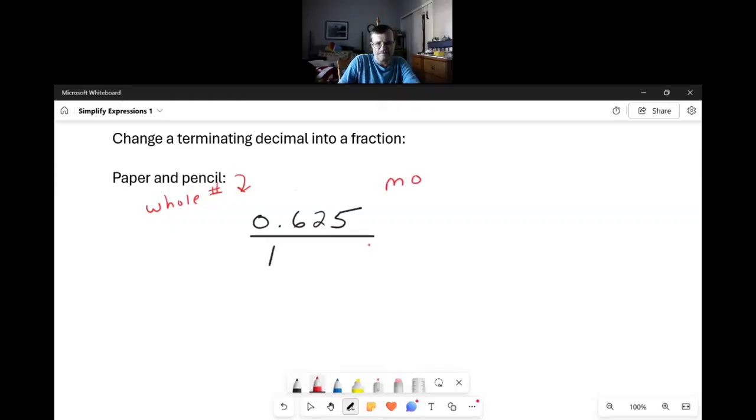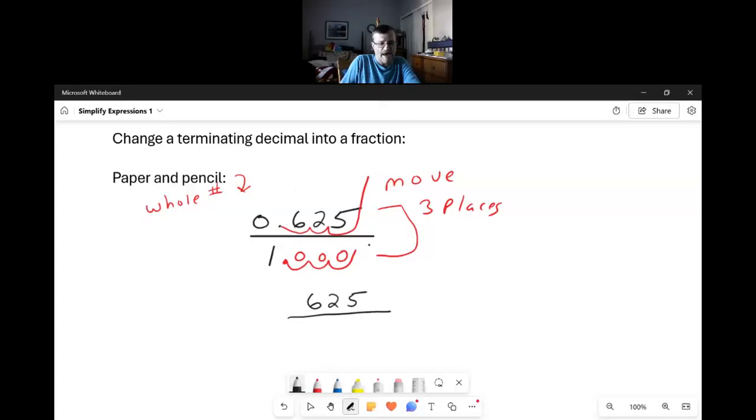We're going to move 3 places. So if you move 3 places here, then you got to move 3 places in the denominator. So 1, 2, 3. Start the point always behind. 1, 2, 3. So you got 625 over 1,000.